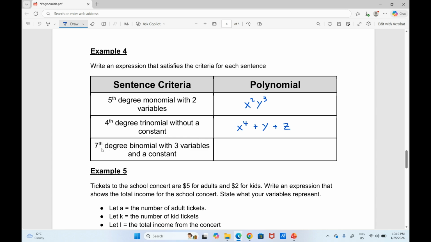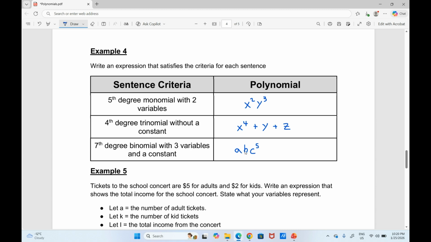And now for the last row, a 7th degree binomial with 3 variables and a constant. So if I want 3 variables and it's 7th degree, why don't I go like this? Why don't I just go a, b, c to the power of 5? So this would be a to the power of 1, b to the power of 1, c to the power of 5. So that would be 1 plus 1 plus 5, which gets me 7.